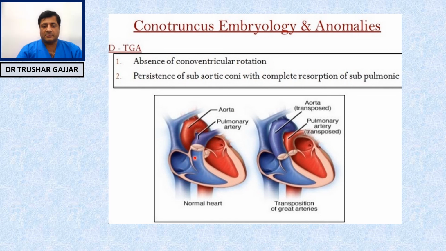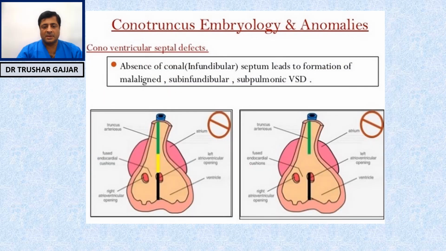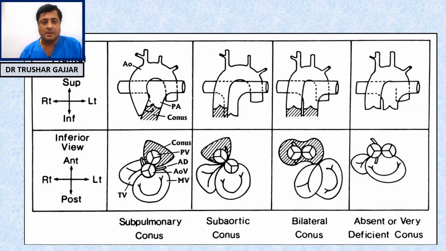Transposition of great artery forms because of absence of conoventricular rotation. So it will rotate clockwise, with persistence of subaortic conus. These two things will lead to the formation of transposition of great artery. Means aorta will be committed to the right ventricle and the pulmonary artery will be committed to the left ventricle. If the conal septum is malaligned, then it will lead to the formation of the subpulmonary or conoventricular variety of VSD, or the subpulmonic VSD. So this is an anomaly of conus.